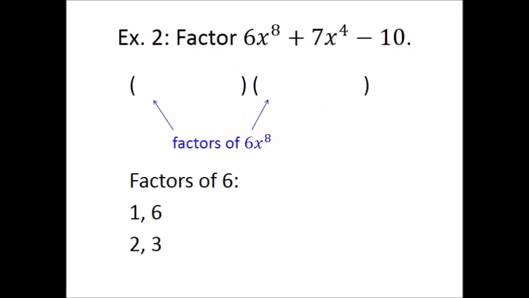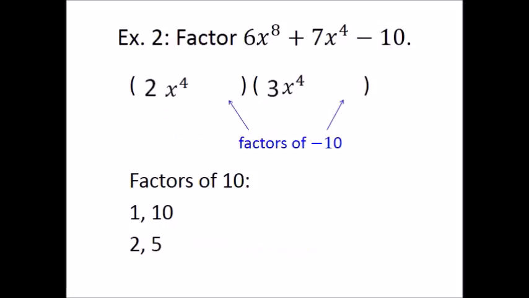In my second example, let's factor 6x to the 8th plus 7x to the 4th minus 10. Begin by finding factors of the first term, 6x to the 8th, breaking the x to the 8th into x to the 4th times x to the 4th. As in the first example, the coefficients must multiply to equal 6, and I'll try the 2 and the 3 first. Next, I'll try factors of -10 in the other two positions, trying the 2 and 5 first.